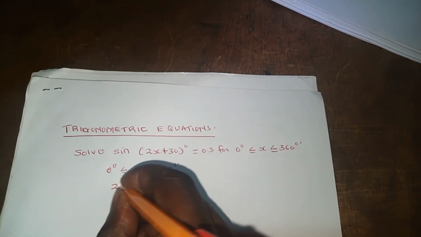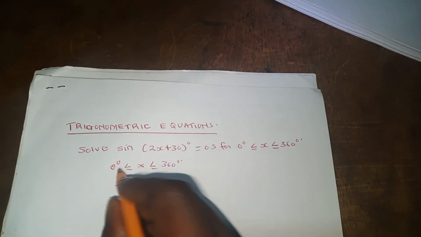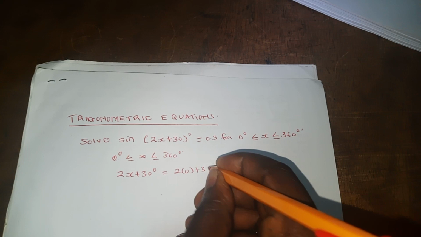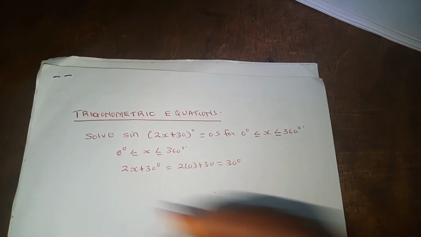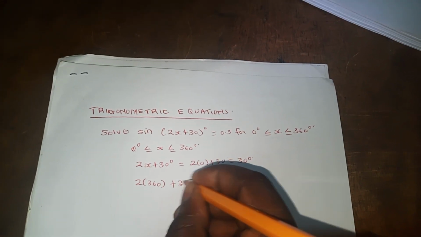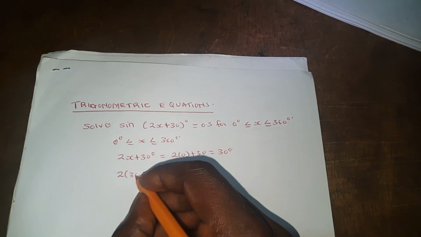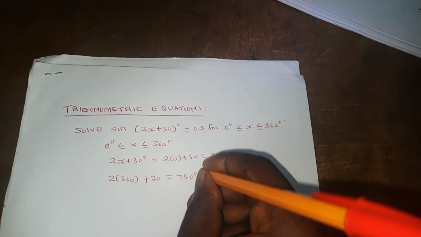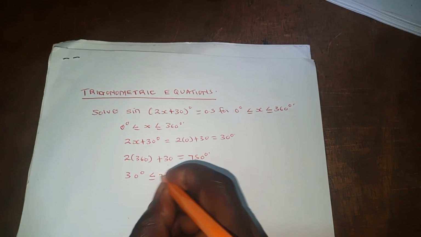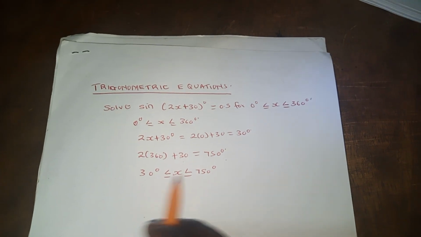So I'm going to take 2x plus 30 degrees. When x is 0, I'm going to have 2 times 0 plus 30 degrees, which is 30 degrees. And when x is 360, I'm going to have 360 times 2 plus 30 degrees. This is equivalent to 720 plus 30, which is 750 degrees. So the range is from 30 degrees up to 750 degrees. The angles that we are selecting are in this range.